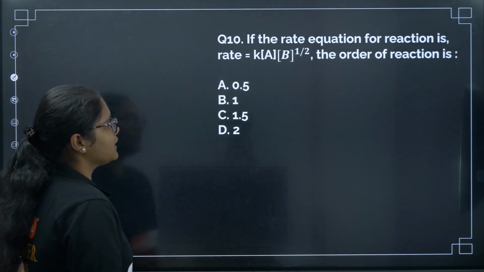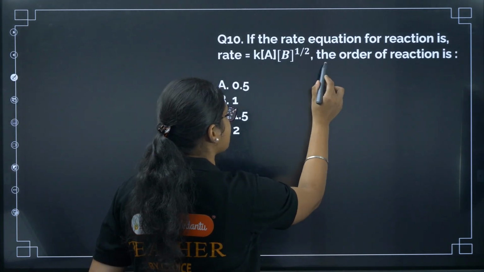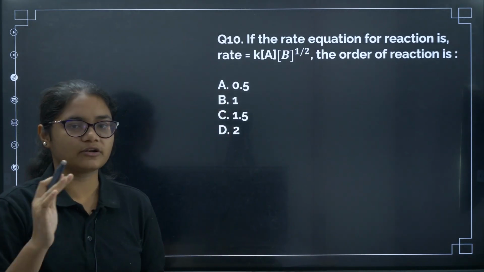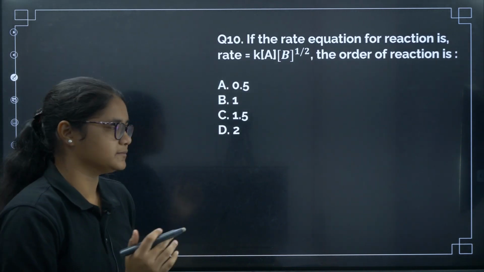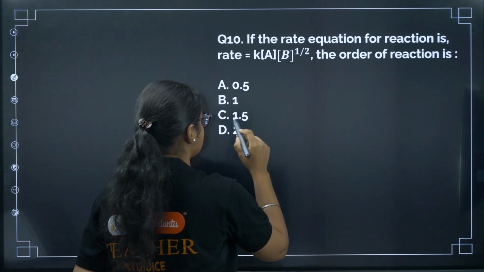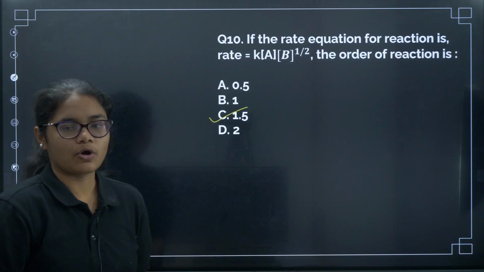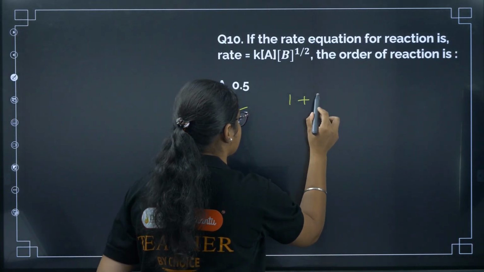Next, if the rate equation for the reaction is K A B to the power half, what is the order of the reaction? So we know the order of the reaction is the sum of the powers of the concentration terms. So 1 plus 1 by 2, that is 3 by 2, that is 1.5. So the order will be here 1.5, right?